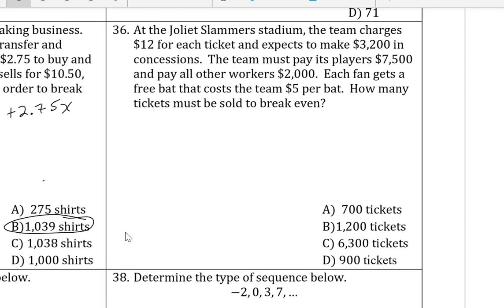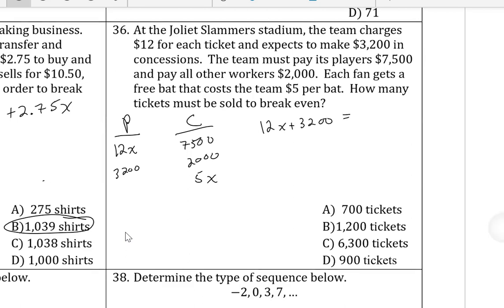So if we're thinking about our profit versus our costs, for my profit here, I'm looking at 12 for each ticket and 3,200 in concessions. For my costs, I pay my players 7,500, and then I'm paying everyone else 2,000, and then each fan gets a $5 bat. So I'm going to set these two equal, so I'd have 12x plus 3,200. And if I add these two together, because they're just numbers, that gives me 9,500 plus 5x. So again, it's a shortcut a bit of the solving here.